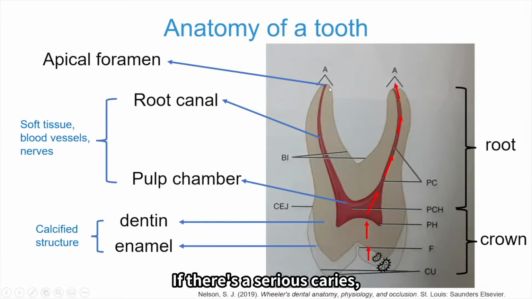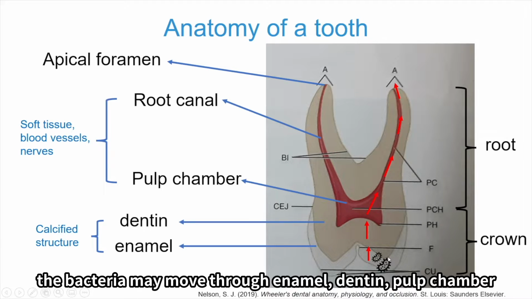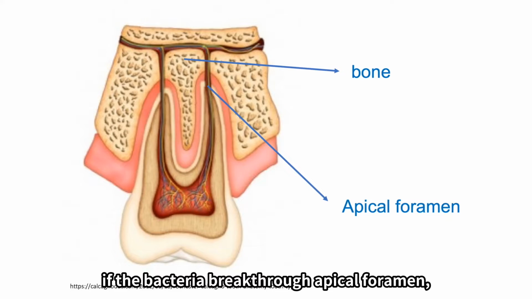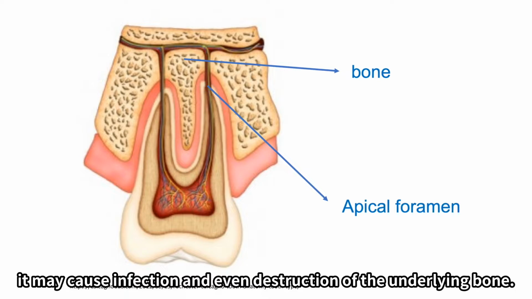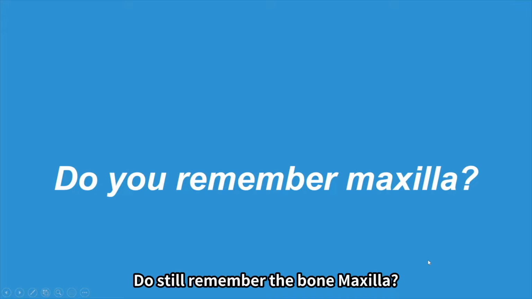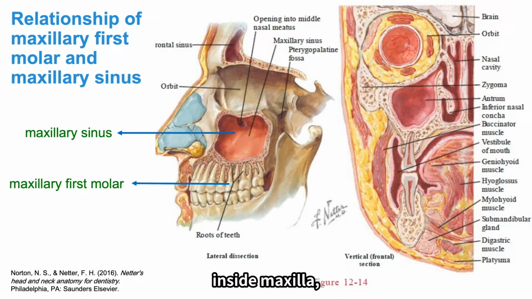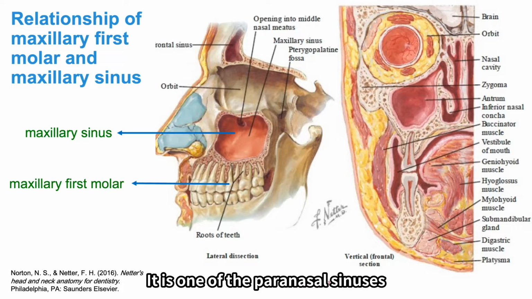If there's a serious caries, the bacteria may move through enamel, dentine, pulp chamber, and all the way down to the root canal. What's more serious is that if the bacteria break through the apical foramen, it may cause infection and even destruction of the underlying bone. Do you still remember the bone maxilla? Yes, it is the bone that upper teeth sit on. Actually, inside the maxilla, there's a hollow space called the maxillary sinus. It is one of the paranasal sinuses, and it is where sinusitis may occur.